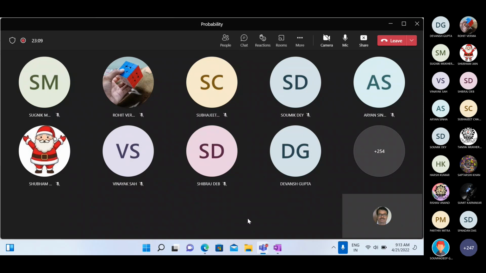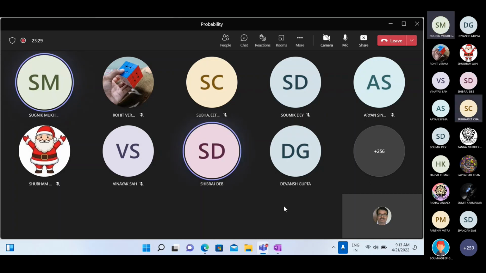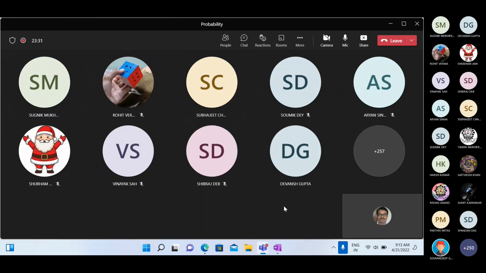Devansh Gupta, what do you want to say? So 10C7 into 1 upon 2 to the power 7 plus 10C8 into 1 upon 2 to the power 8 plus 10C9 into 1 upon 2 to the power 9 plus 10C10 into 1 upon 2 to the power 10. No, this won't be the answer. Why, Devansh Gupta? Is Devansh Gupta correct? No, sir.